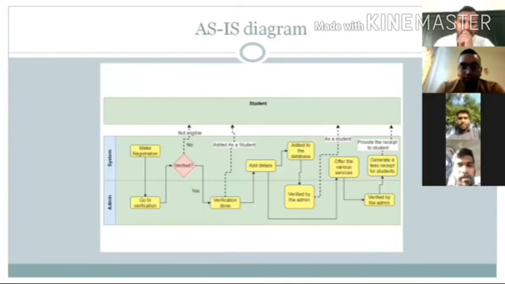When it comes to admin, go to verification. If verification is done, add details, and verified by the admin, offer the various services to the students, like teaching and the other activities as well. Generate a fee receipt for the student, provide the receipt to the student.